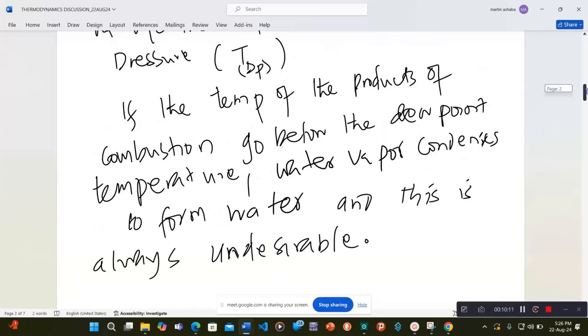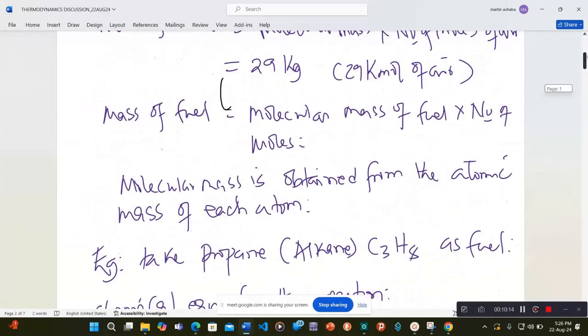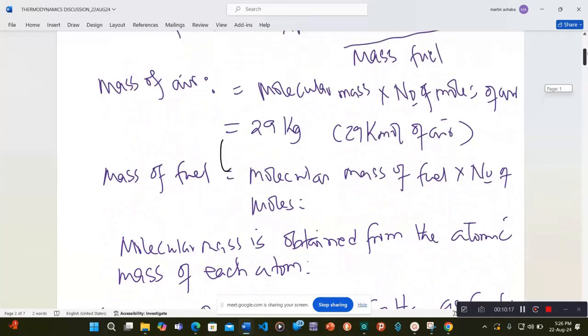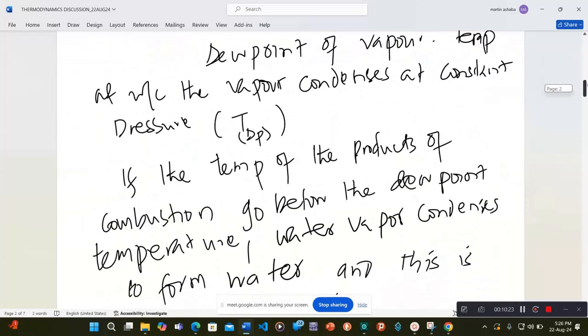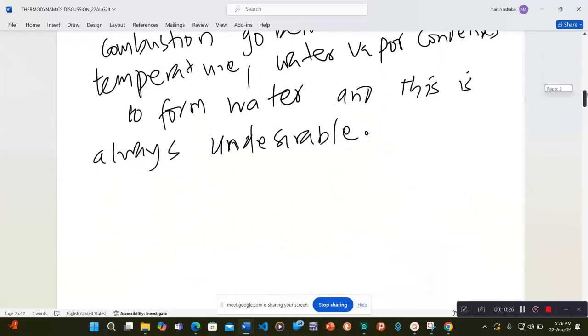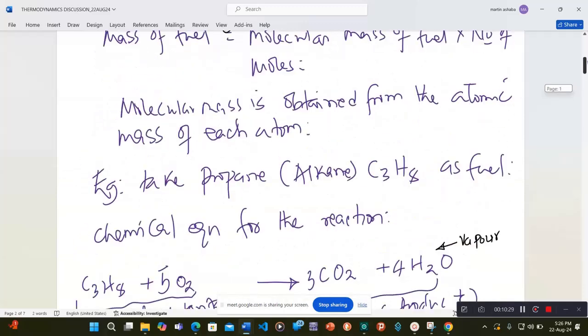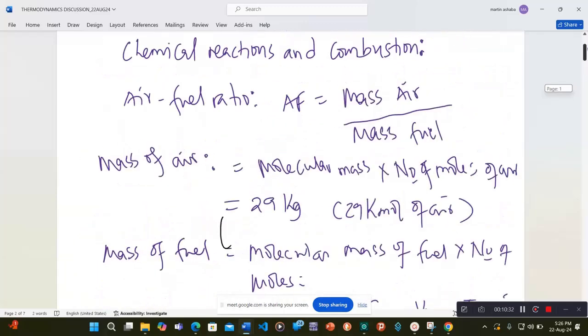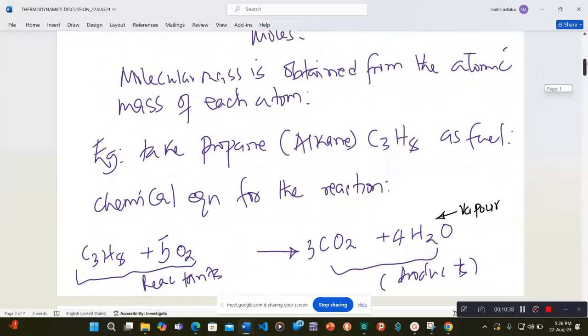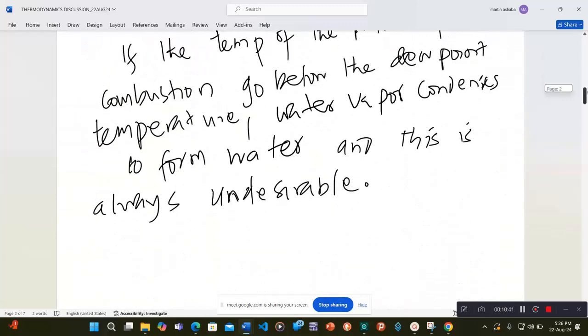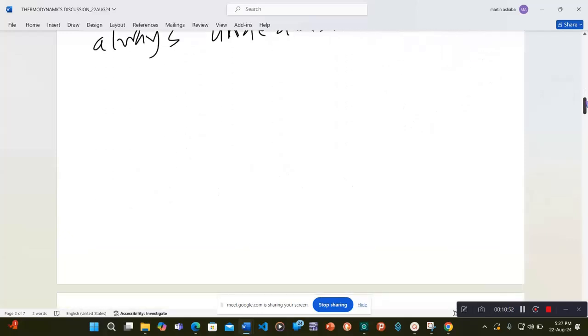So what are we talking about? We are saying that temperatures of the products of combustion must always be kept above this dew point temperature to avoid this from happening. So back to our air fuel ratio, we are going to take an example.